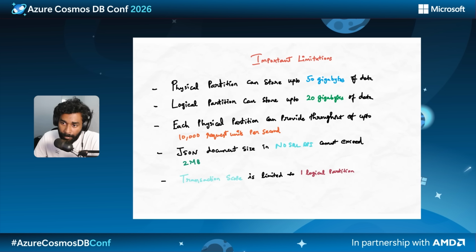And the final limitation to keep in mind is related to transactions. In Cosmos DB, transactions are scoped to a single logical partition. This means atomic operations such as transactional batch operations can only be performed within the same partition key value. Cross partition transactions are not supported in the same way as we do in the traditional relational databases. So, understanding these limits helps us design our system in a way that fully leverages the Cosmos DB's distributed architecture while avoiding common pitfalls. Now we are almost ready to talk about event sourcing.